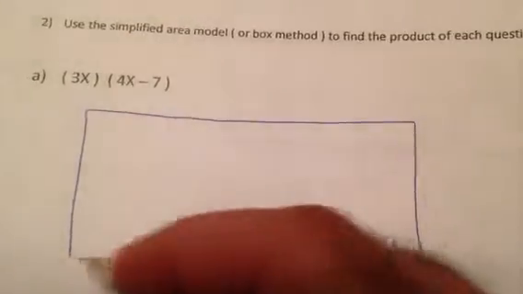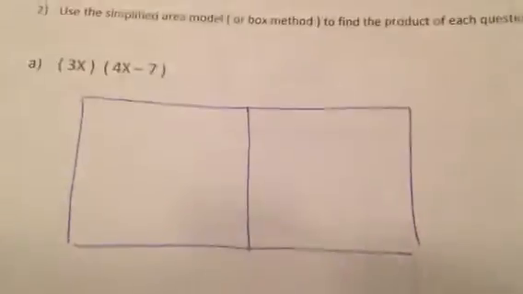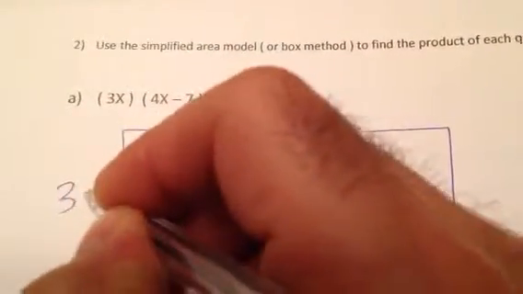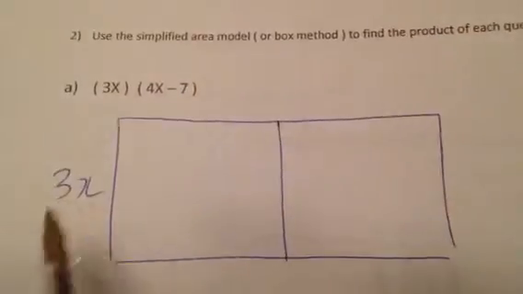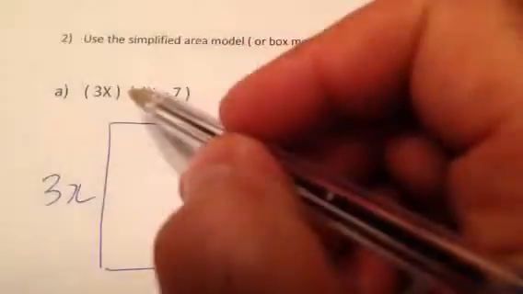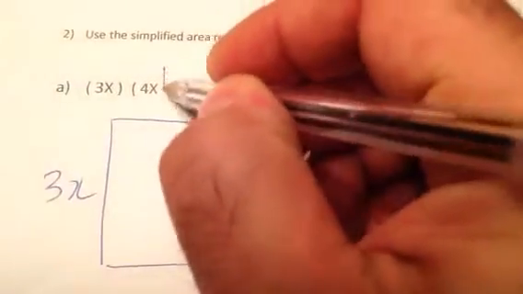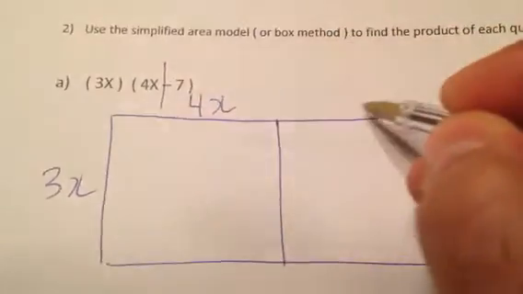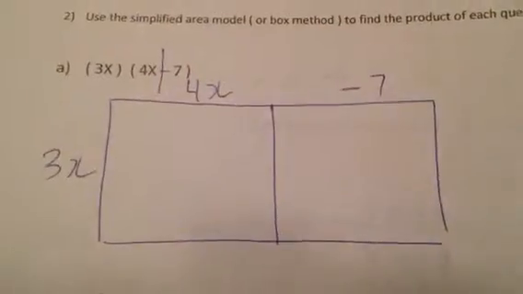So I'll just show you here. So we have a monomial times a binomial. So the box looks like this. We draw a box, and we put a line through the middle in this case. We put the 3x along the side, and we don't draw tiles, we just actually write in that 3x. And along the top, we're going to put 4x minus 7, but we're going to split it up. We're going to put the 4x in this half, the negative 7 in this half.